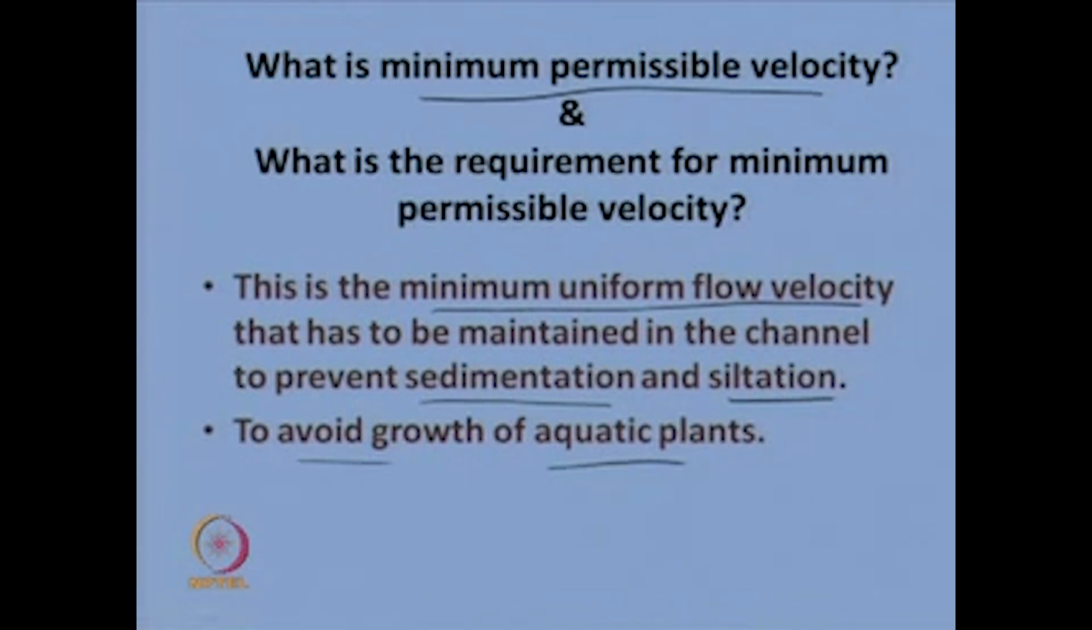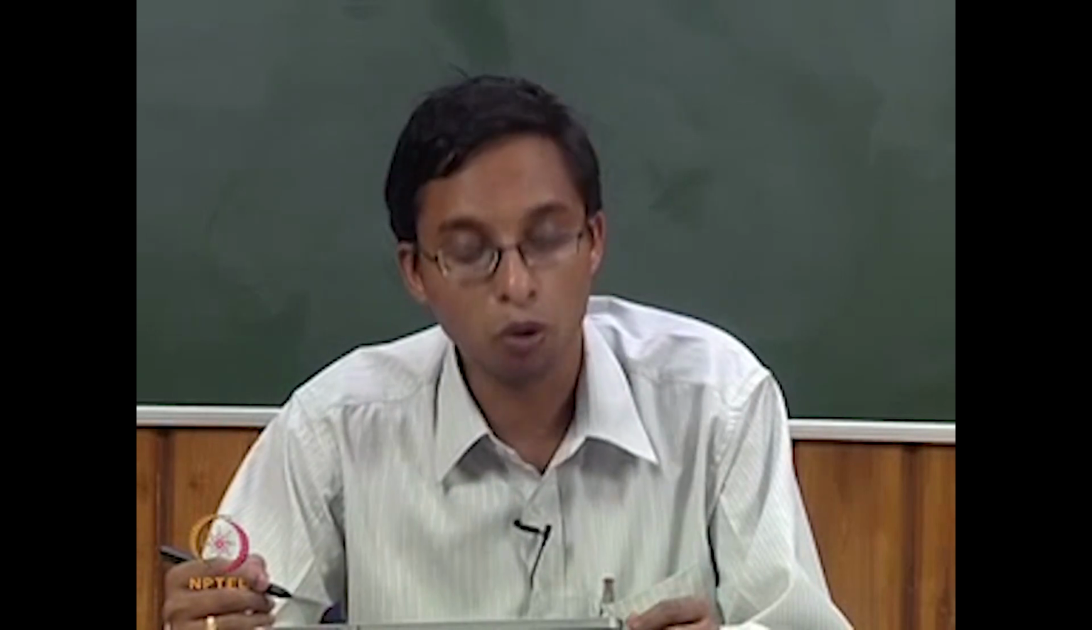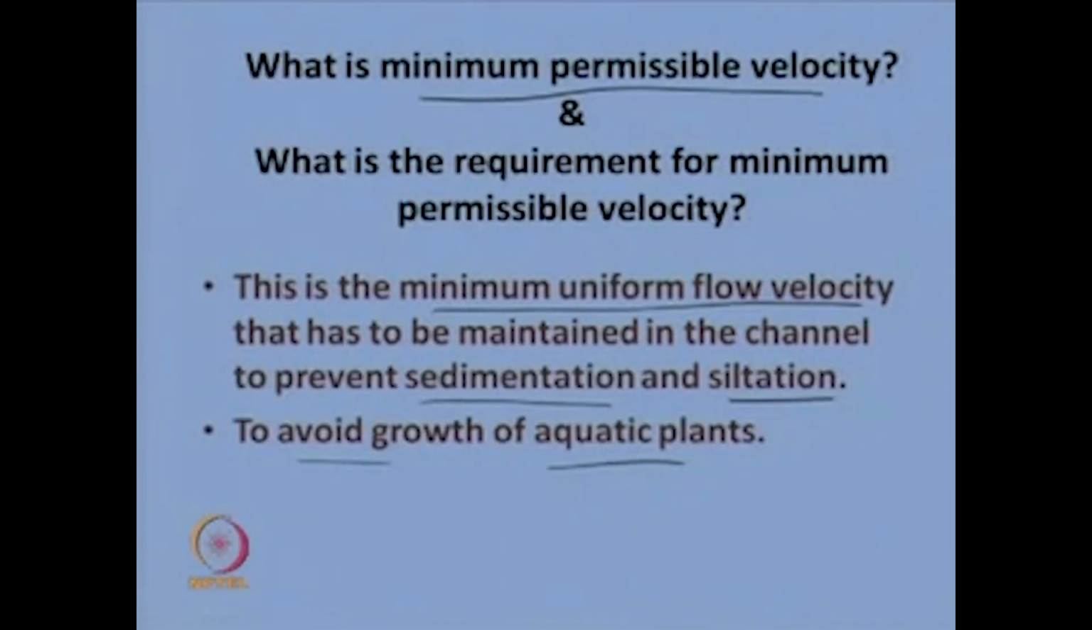You will also see that as this is a non-erodible channel, in most cases the sediments or the suspended materials present in the channel are negligible. Then you give the minimum permissible velocity based on the growth of aquatic plants. For many cases, it has been observed that approximately 0.80 meter per second velocity of flow.